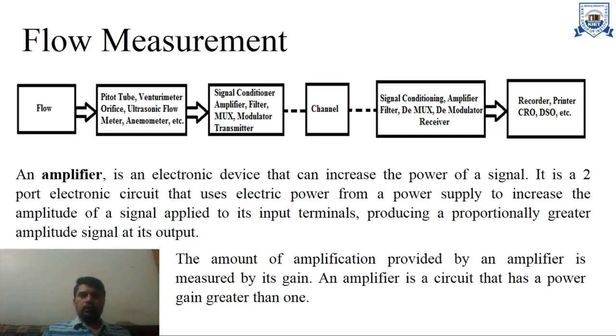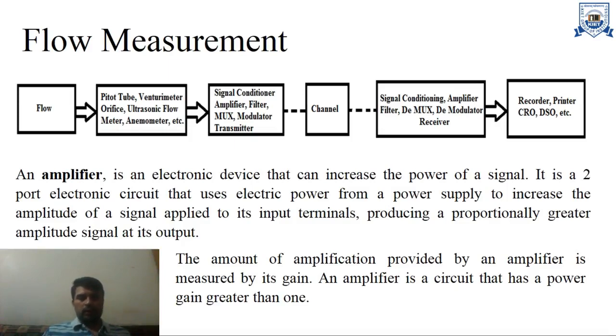Then we have a channel. Channel may be wired or wireless. In wired we call it landline telemetry. Basically they use copper wires. In wireless they use radio waves. Satellite telemetry is also an example of wireless telemetry. Your mobile phone is also an example of wireless telemetry. Then we have recorders, printers, CRO, DSO, etc.